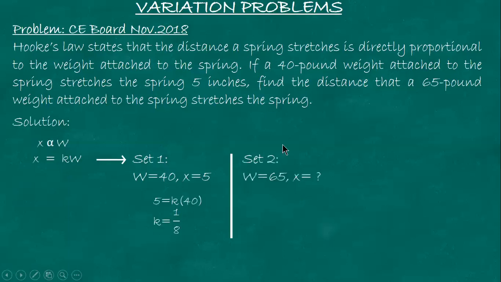So, ang second set is this. Find the distance, pangitawan ng X, that a 65-pound weight attached to the spring stretches the spring. Pangitawan ng distance na ang weight niya is 65. Na naman kay K, 1/8, isubstitute mo. So, X equals K na 1/8 times weight na 65. X equals K times W, and na kay X na 8.125.